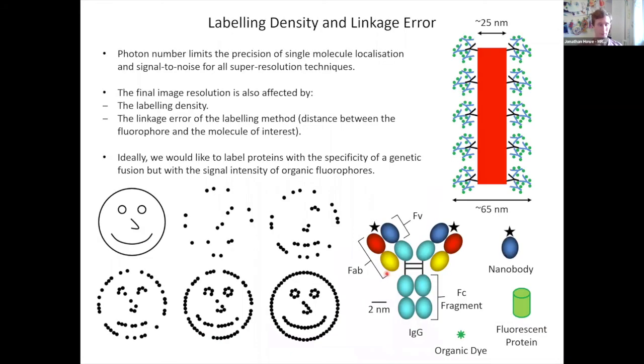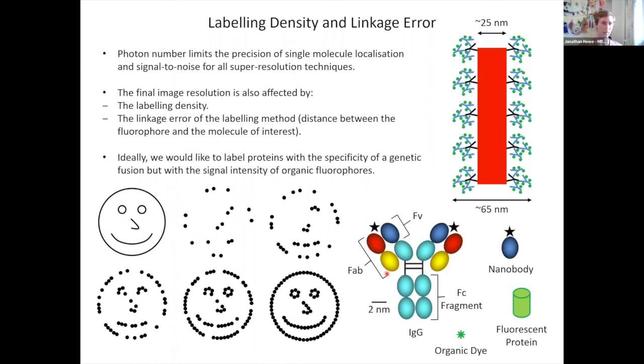Now, the final couple of slides, I just want to talk about a few other important factors. So we've already discussed that photon number is very important for localization precision in localization microscopy, but also it impacts the signal to noise in all super resolution techniques. But there are other things that impact the image resolution, and those include the labeling density and the linkage error. So I'll cover each of those in turn.